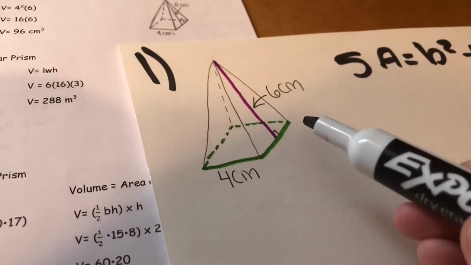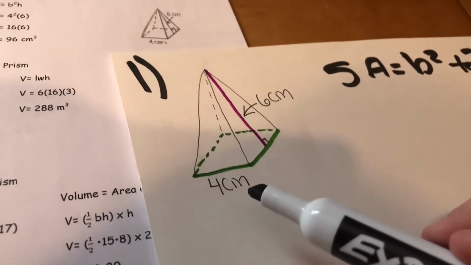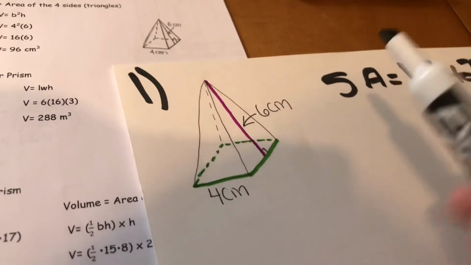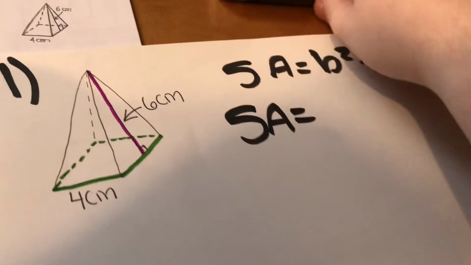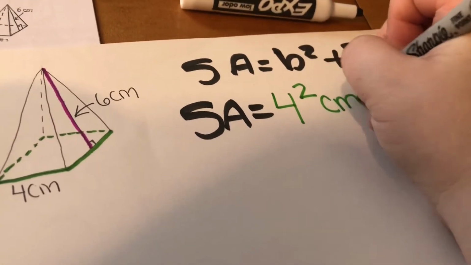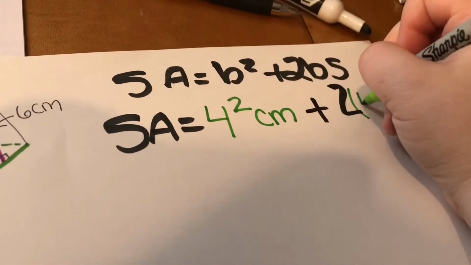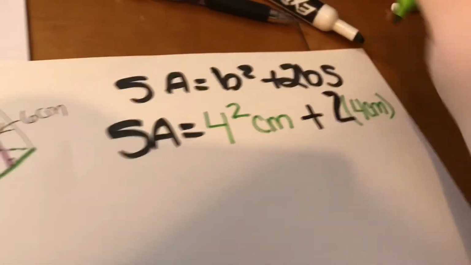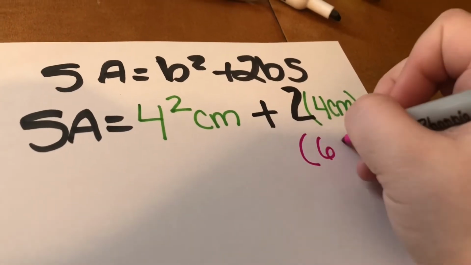So over here, I went ahead and color coordinated a little bit. Our b is 4 centimeters. Our s is 6 centimeters. So SA is equal to our base, which is 4 squared, and that's centimeters, plus 2 times 4 centimeters. Running out of room a little bit, but that's okay. We're going to write it right down here. Times 6 centimeters.